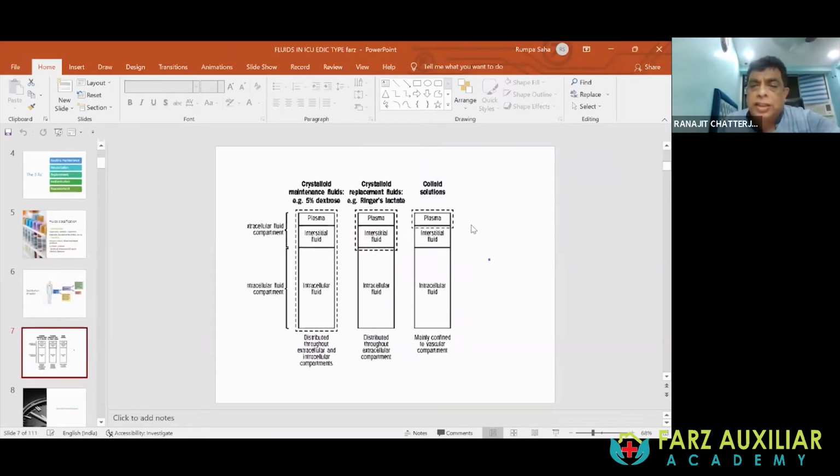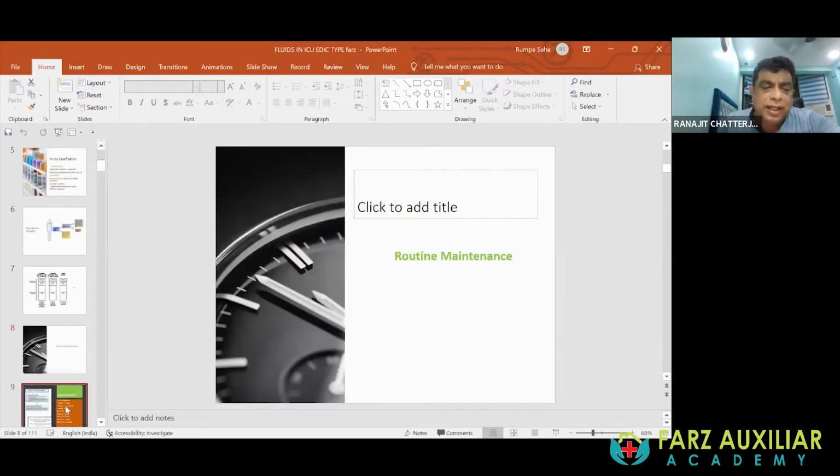And when we give colloids, they mainly stick to the plasma and hardly diffuse to the interstitial fluid and the intercellular fluid. But still, it is not being used nowadays. We'll come to that. Crystalloids or replacement fluids like normal saline, 0.9% saline, Ringer's lactate, balanced salt solutions, slowly diffuse from the plasma to the interstitial space, whereas maintenance fluids like 5% dextrose, DNS, go from plasma to the interstitial space to the intracellular space. So routine maintenance, very quickly.